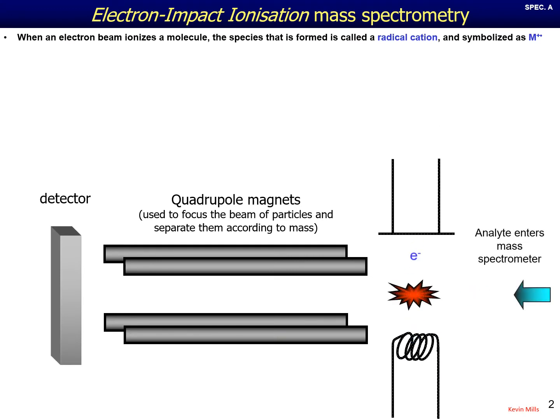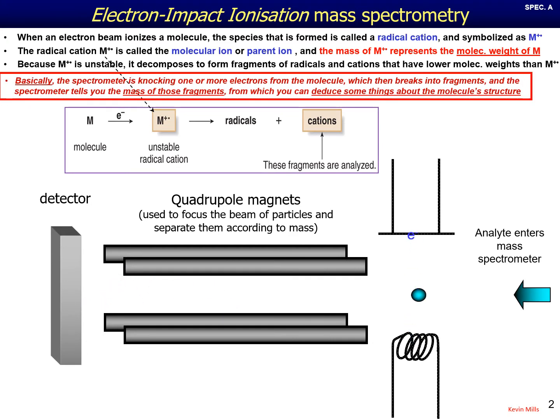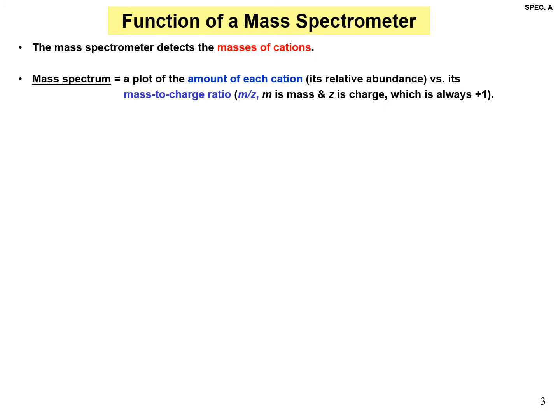The mass spectrometer shoots a beam of high-energy electrons at a molecule. It will displace an electron from the molecule, generating a molecular ion, which then breaks into fragments, and the spectrometer tells you the mass of each of those fragments, from which you can deduce certain things about the molecule's structure. Thus, the function of the mass spectrometer is the detection of the masses of cations.